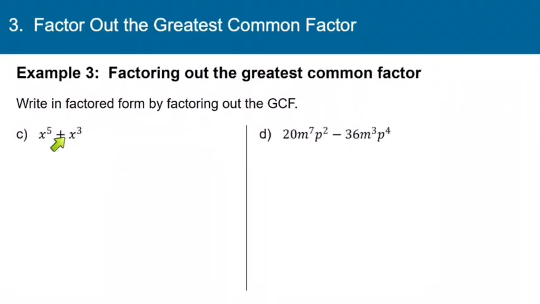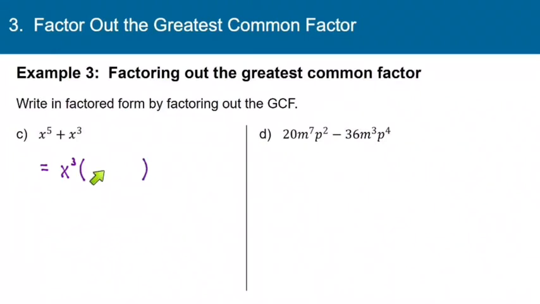Now let's look at part C. So here we have x to the 5th plus x to the 3rd. Of course, the coefficients here are just 1, so really we don't have to do anything with the coefficients. But then we have to say x is common to both terms, of course, and so the GCF will need to be x to the third. And we're going to need a pair of parentheses big enough to hold two terms.